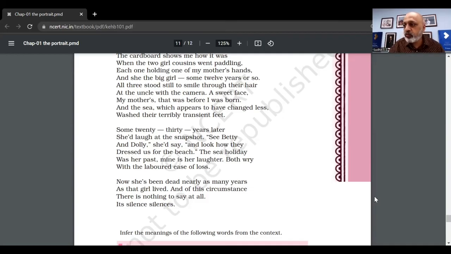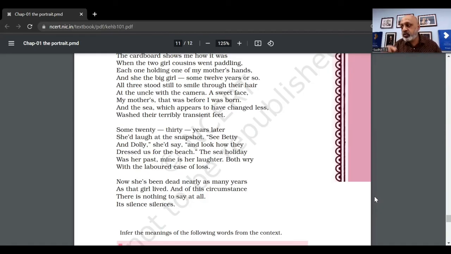So I have written a whole lot of questions about, is the title of the poem appropriate? Of course it's appropriate, because the photograph is at the heart of the poem, right? It's at the heart of the poem. Please go through the answer. What do the three stanzas essentially convey? I've written that. And then I've also written notes about the different themes. Time as a theme, what are the losses we are talking about, the significance of the cardboard.